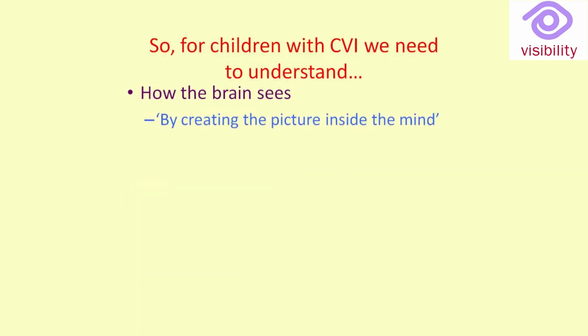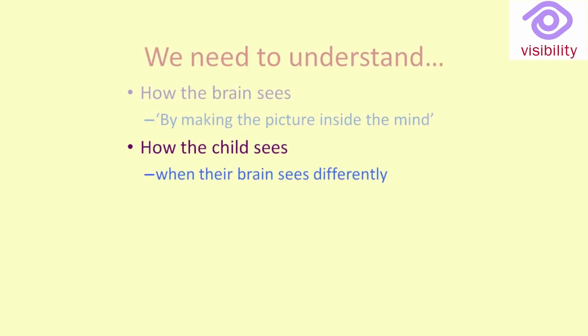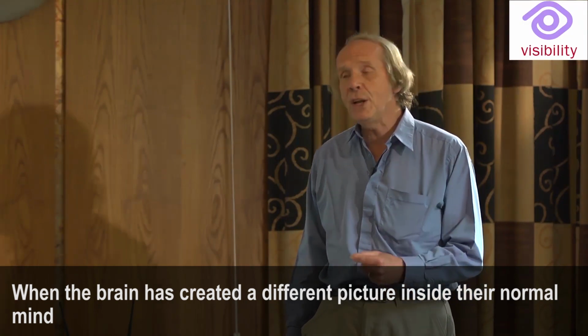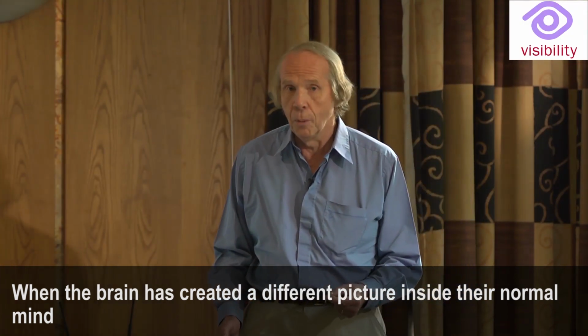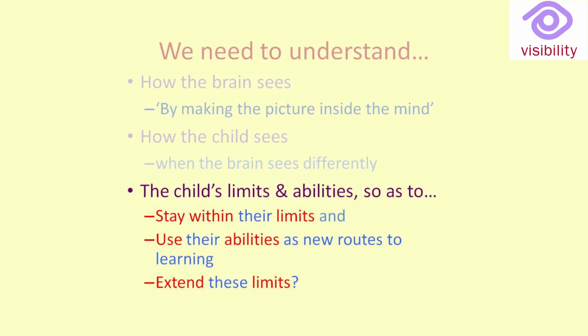So, for children with cerebral visual impairment, we need to understand how the brain sees by creating the picture inside the mind. How the child sees when their brain sees differently, when their brain has created a different picture inside their normal mind. And the child's limits and abilities, so as to stay within their limits, to use their abilities as new routes to learning, and then to extend those limits.